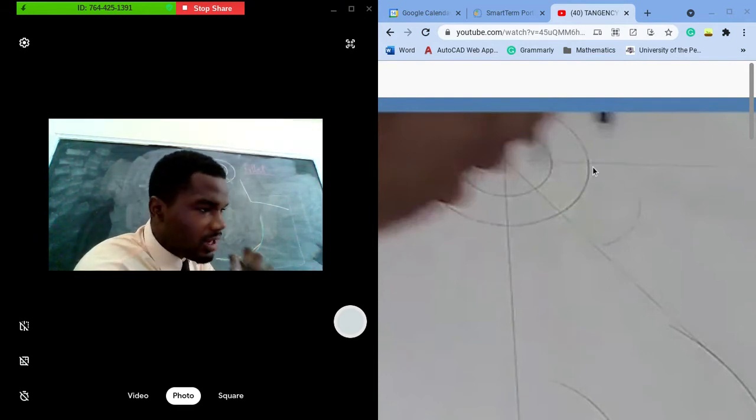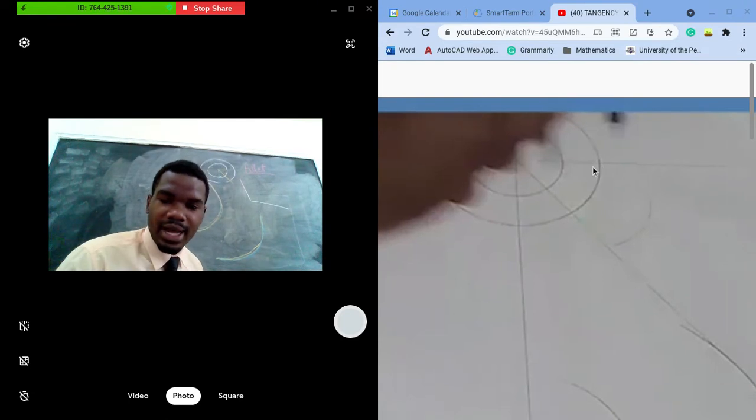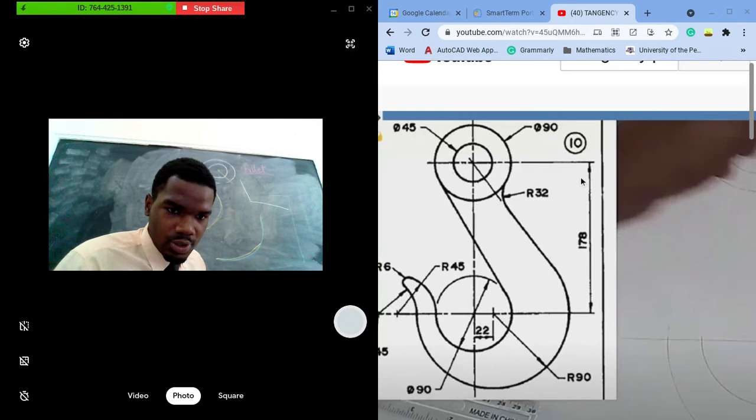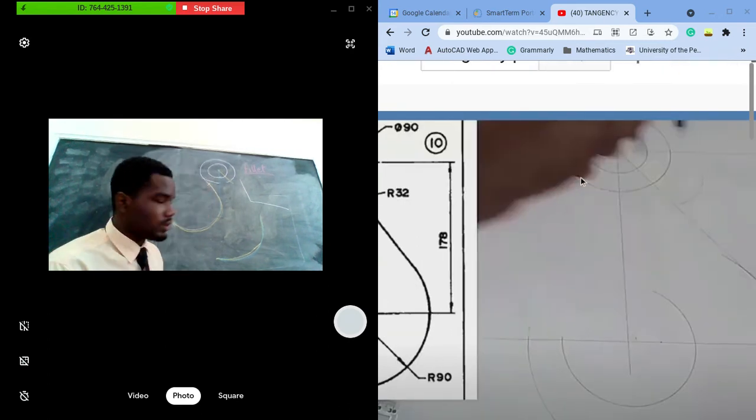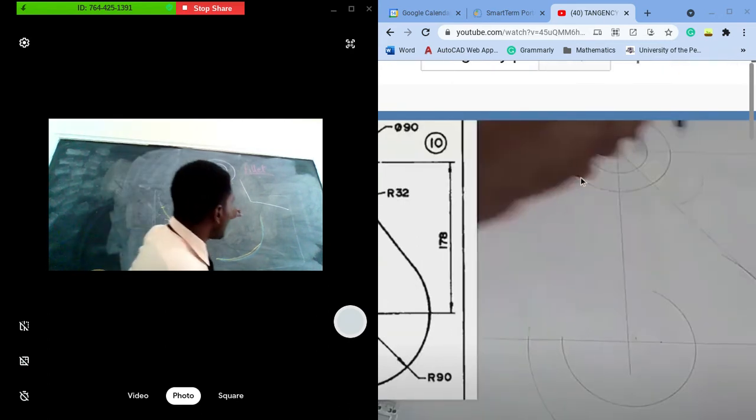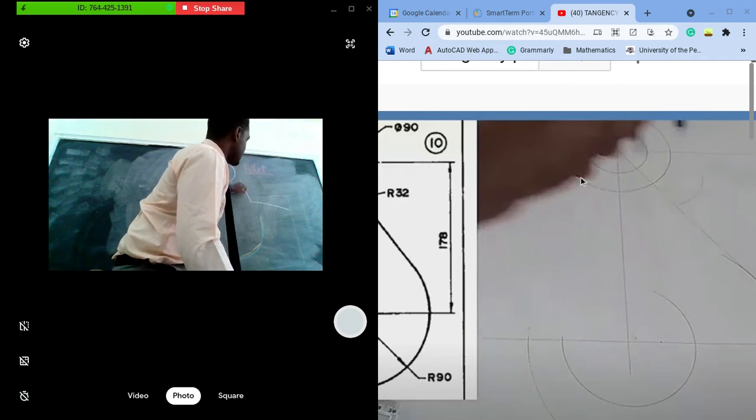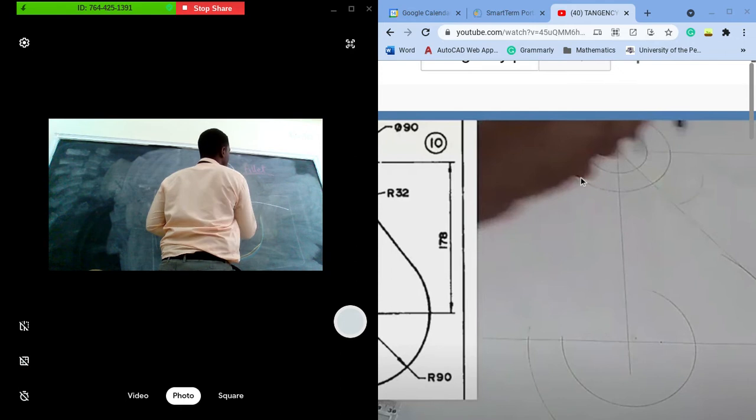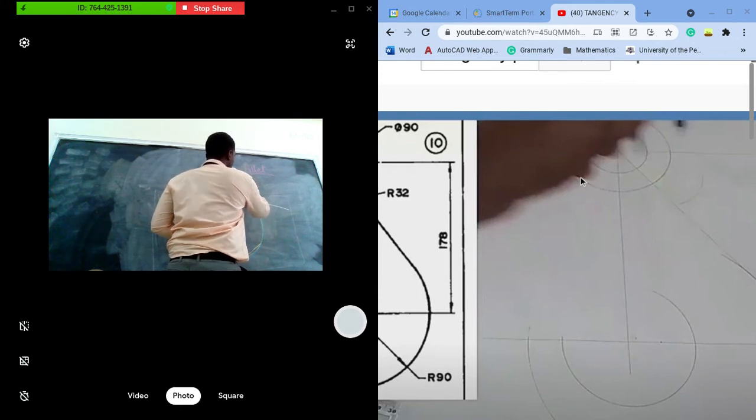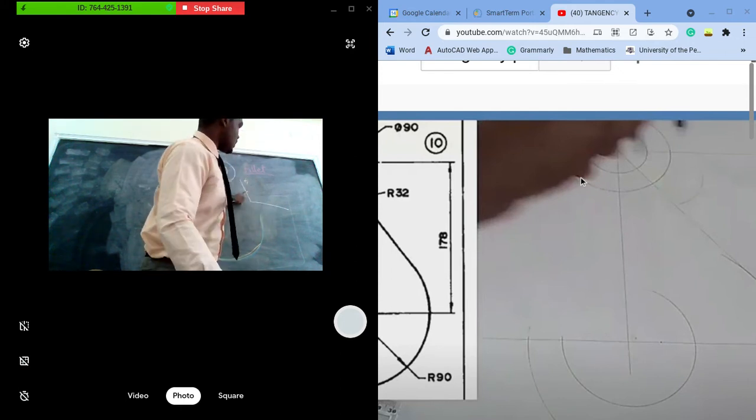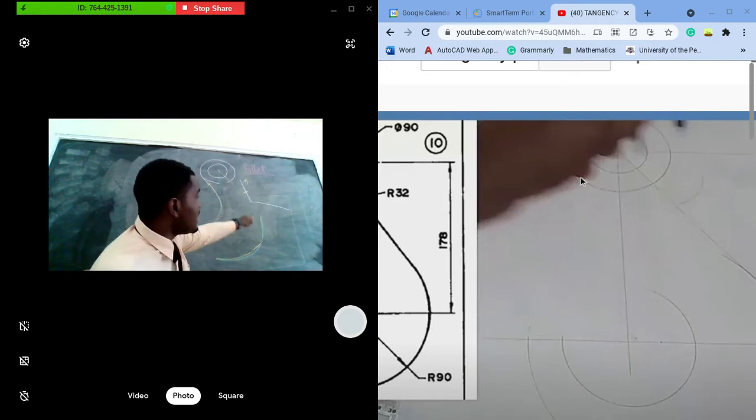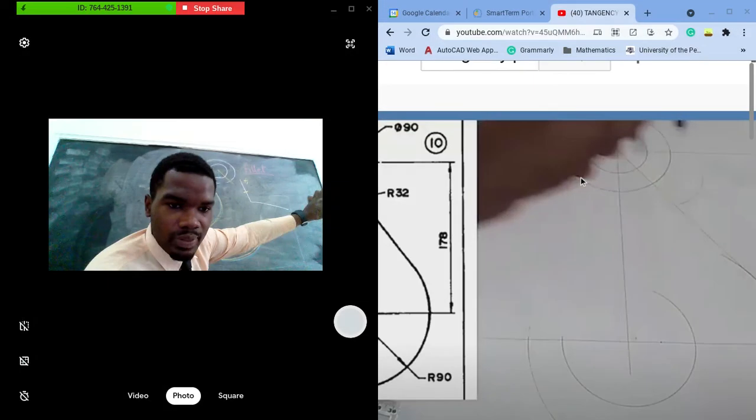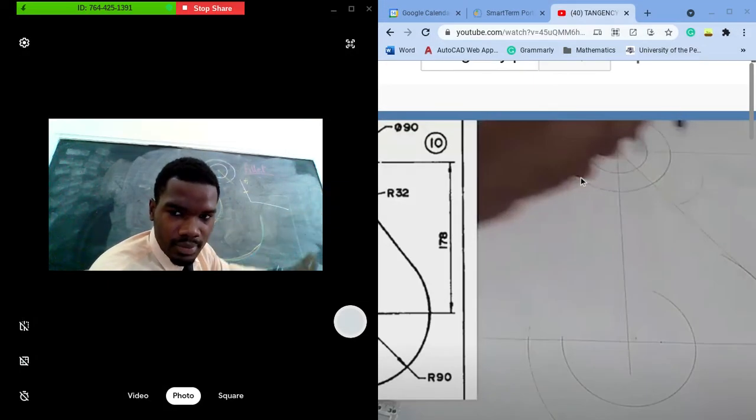Depending on the radius that you want for that curve, so let's say you want the radius of the curve to be 32, you're going to open your compass to a radius of 32. That's step one. Go at any point on this line and call it your tangential point 1, T1. So the tangential point T1 means that's where the curve is going to end on that side. Does that make sense?